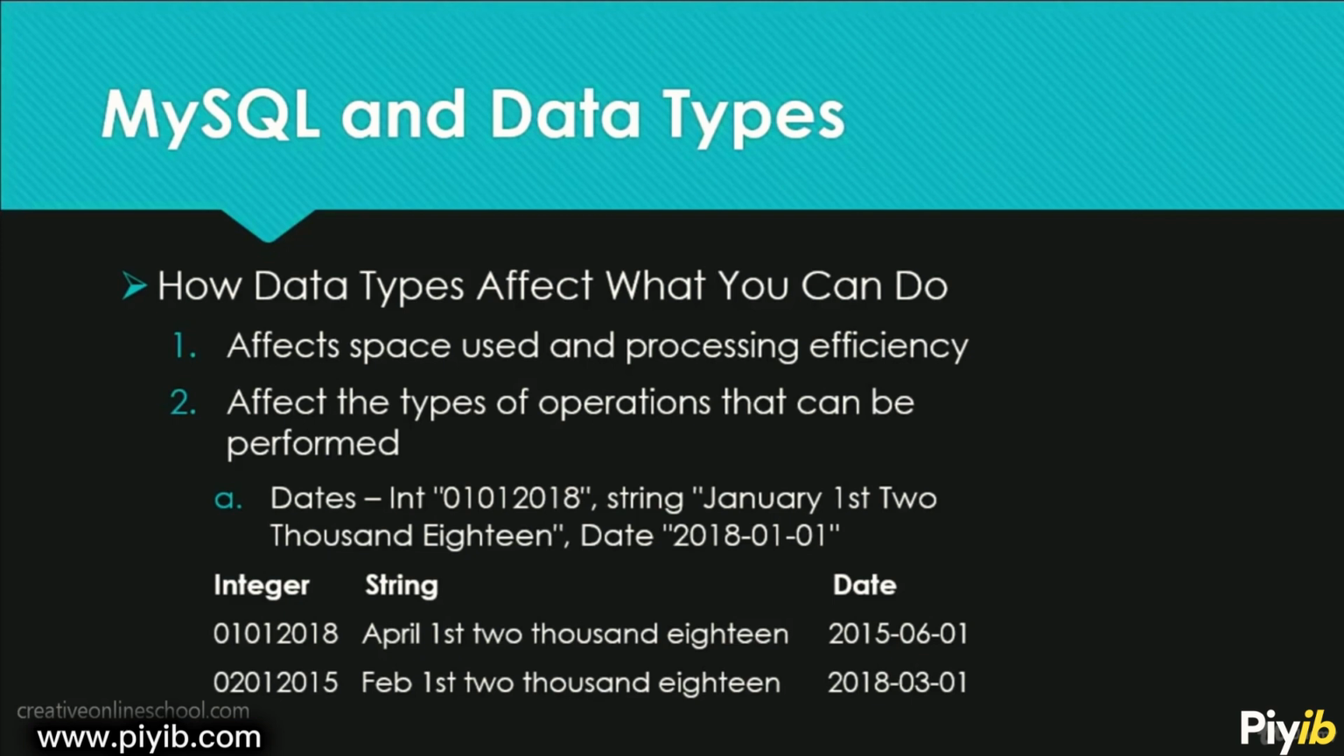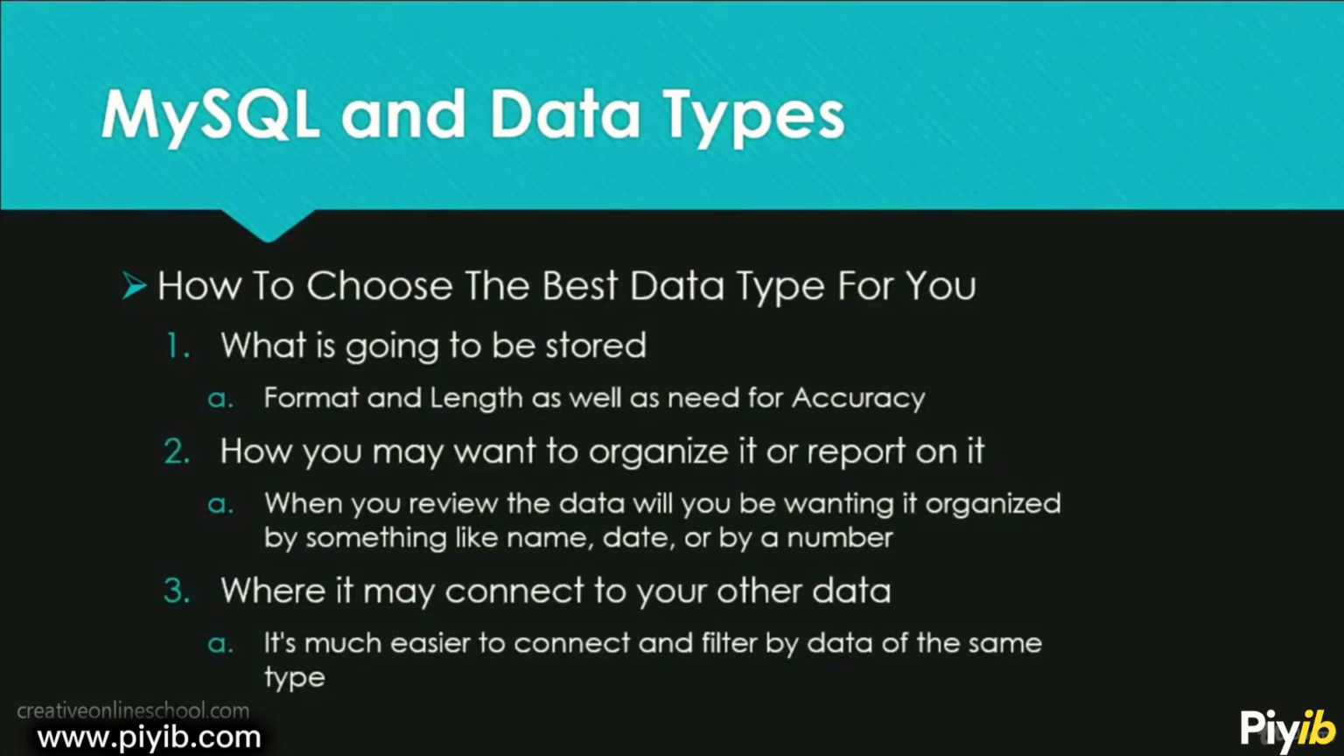So now that we know how important the types can be, let's go over how to choose the best type for you. To do that, there are three primary things to consider. First, think about what you're going to be storing. That includes both what it is as well as its length. If all you're storing are small numbers, then there's no reason to use a string or a big int. That just limits functionality or wastes space.